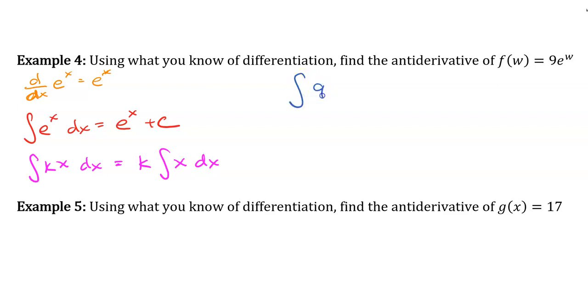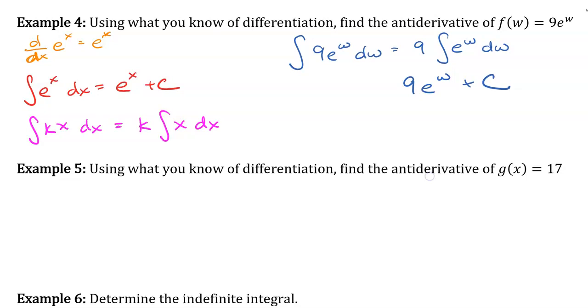The integral of 9e to the w, dw. The dw tells you what variable you're finding the integral for. That 9 will come out front, and then we apply the integral. And there we are. Okay, so a lot of the rules that apply to derivatives also apply to integrals. And some of the rules apply, but they're going backwards.